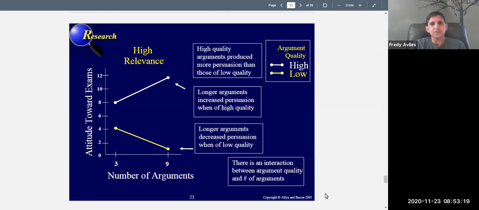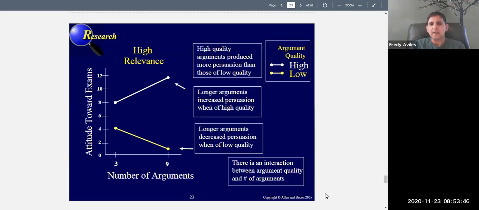Because now you're paying attention and now you get it, right? Now you understand that, yes, there's a difference between saying this and that, right? When you care, that's when you spot the differences, when you are motivated, okay? So high quality arguments produce more persuasion than those of low quality, right? You can see the white line there versus the yellow line. That means there's a main effect of argument quality.